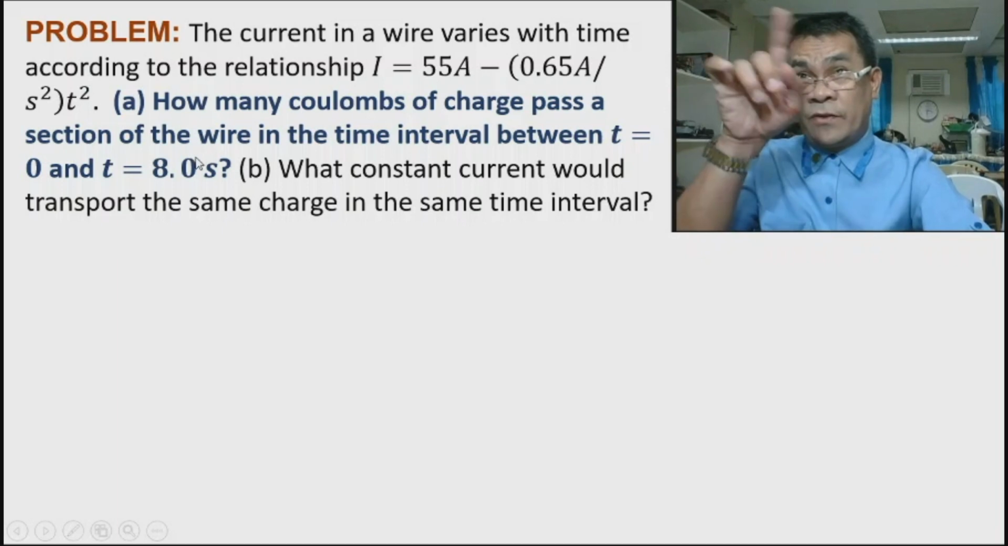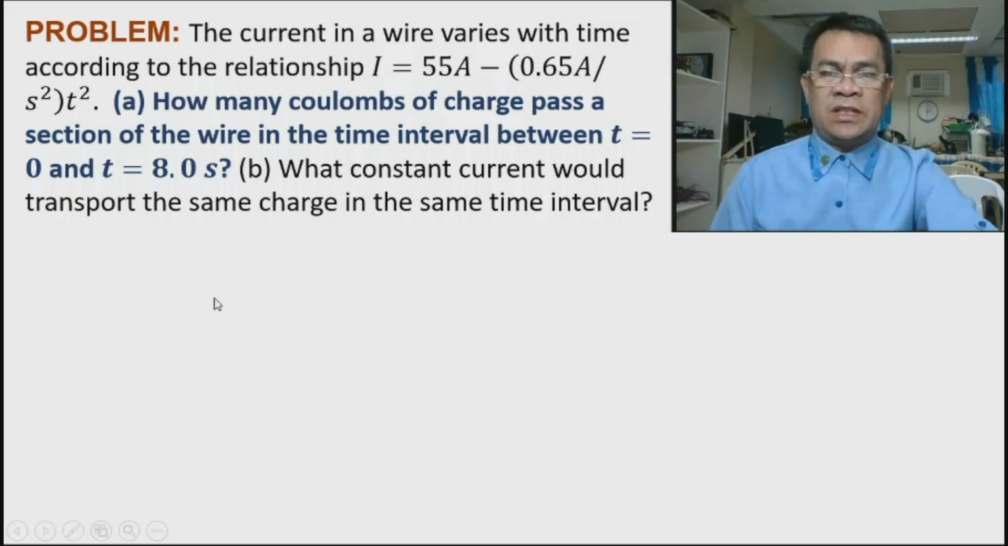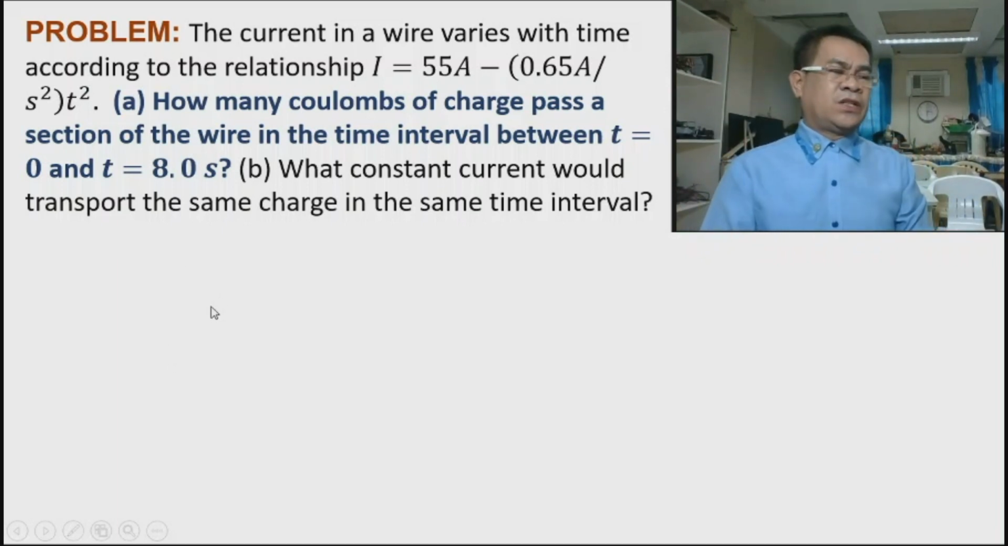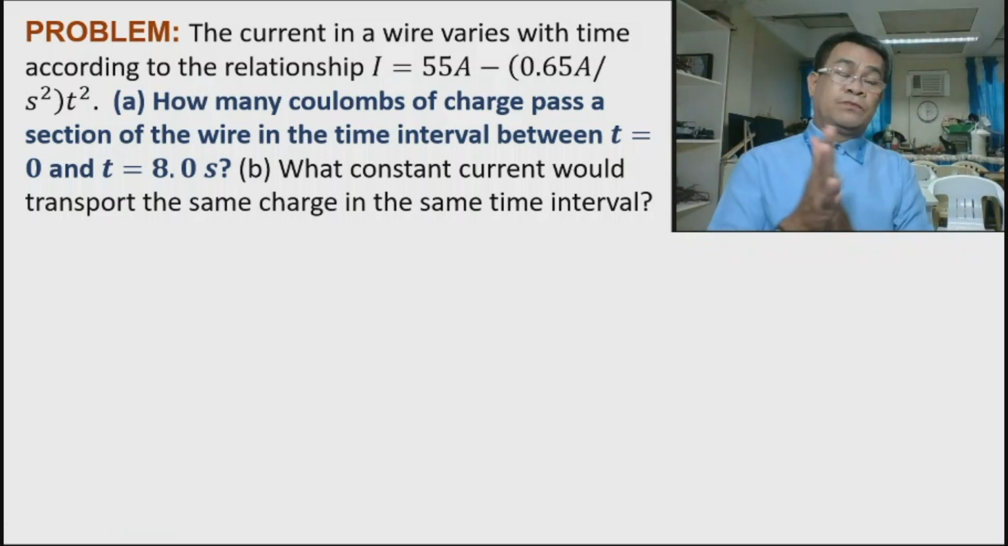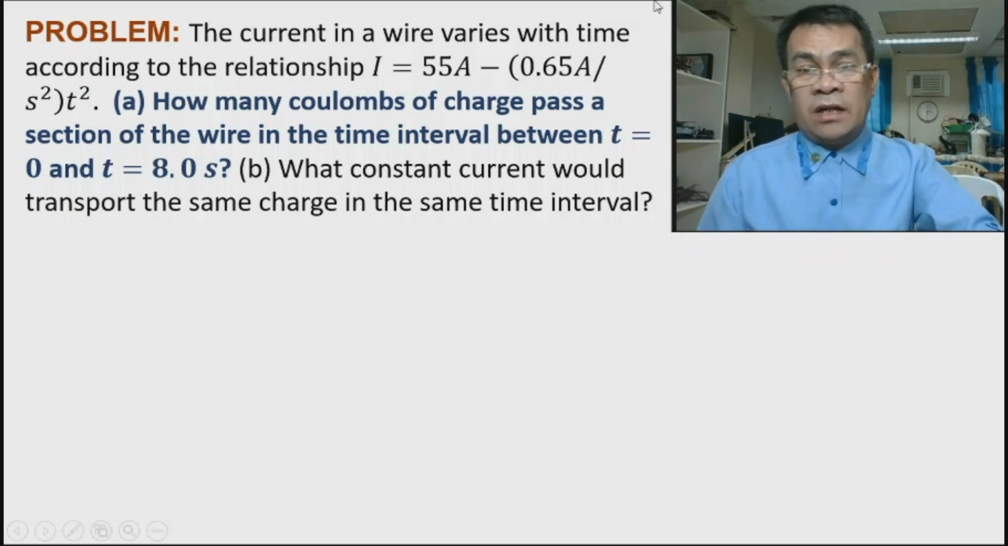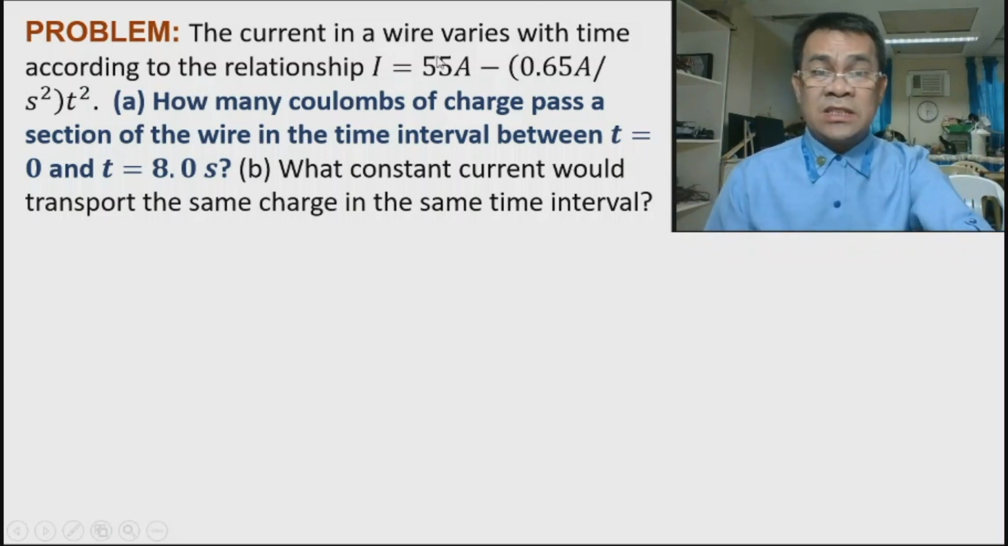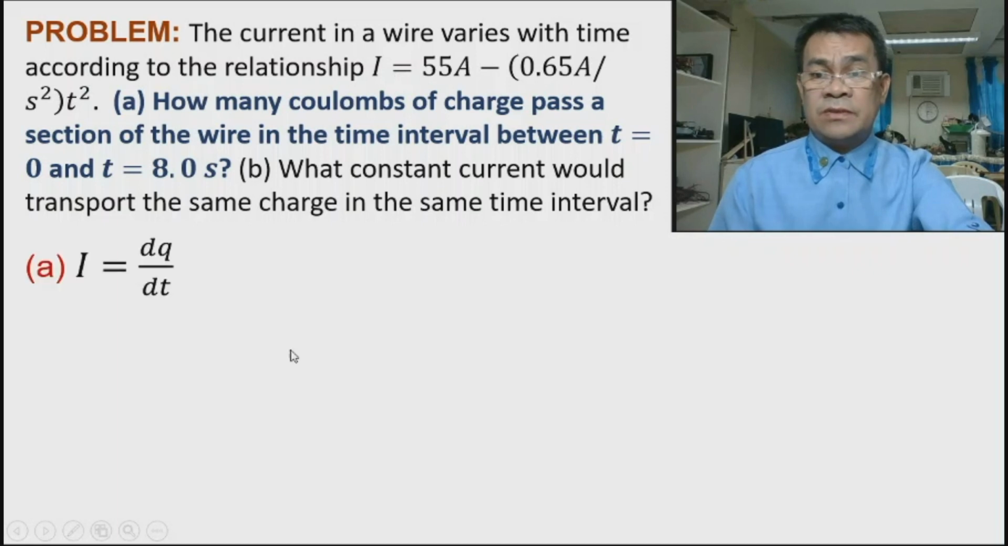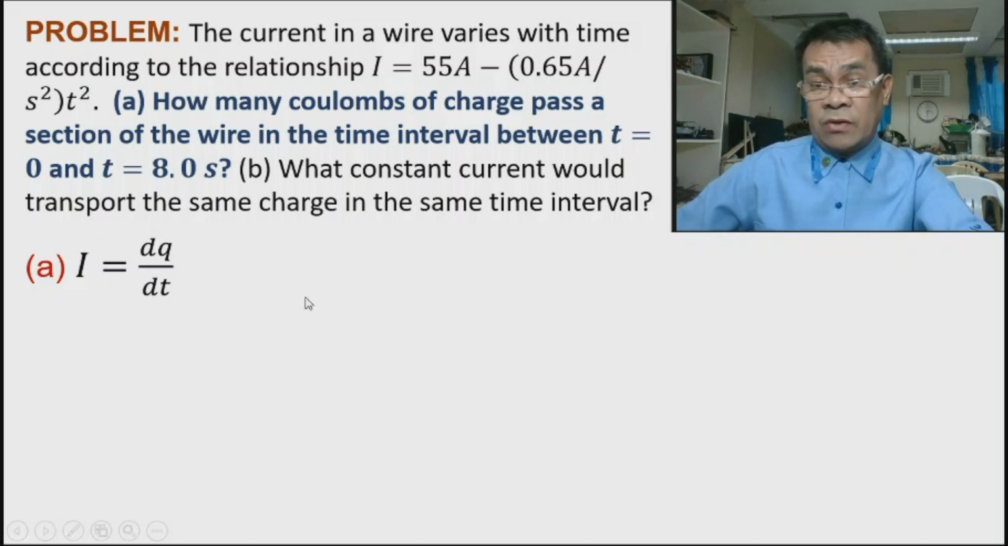So solve for Q. Where did you see the relation that involves Q? Now take note that we cannot use the steady state Q over t, because the current varies with time. So we will use the differential formula, and take note, this is a differential equation. We will cross multiply.